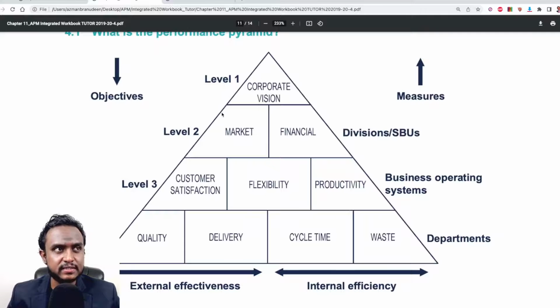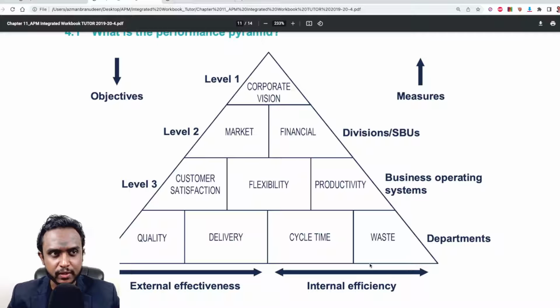Now, a few important aspects. One is that each level is assigned to the corporate hierarchy. Two is that within the breakdown, the left portion of the pyramid, including the flexibility component here, which belongs to both, the left portion mostly is about external effectiveness of your business. And the right portion is mostly about internal efficiency of your business.